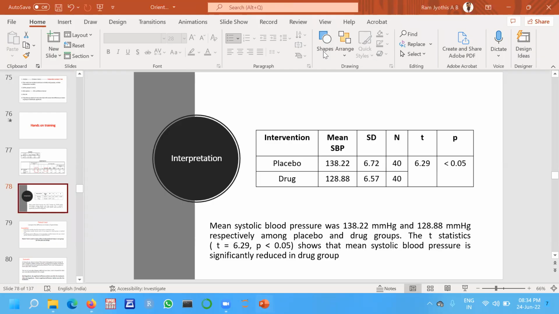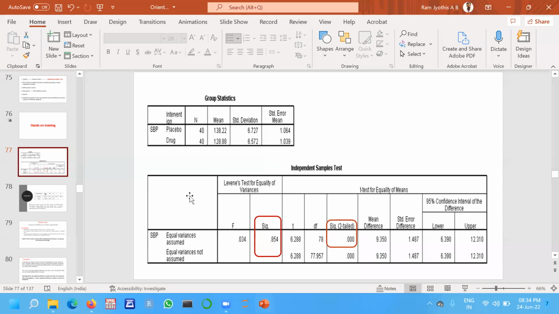Any doubt in this? Any doubt in this? The only area where it becomes confusing is this slide, where Levene's test of variance is significant at p-value more than 0.05, and the t-test is significant at p-value less than 0.05. Because Levene's test of equality is a test of assumption, where it is significant when it is more than 0.05, whereas the t-test is a test of significance, when it becomes significant, it is less than 0.05. Okay, hope it is clear to you.